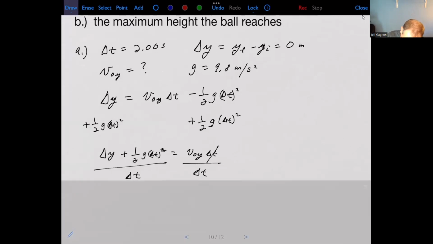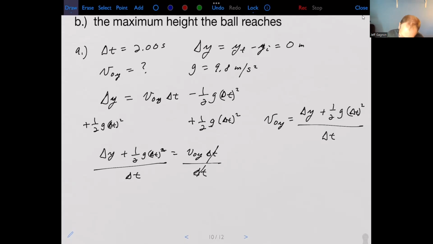So then the delta t's cancel here. I'm going to get v naught y is equal to delta y plus 1/2 g delta t squared, divided by delta t. And then if we plug in, the delta y is 0, g is 9.8, the total time was 2, and delta t again is 2.